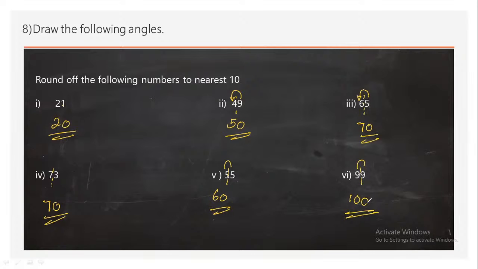So this is the way you have to round off the numbers. A small concept is there. When you are rounding off a number to the nearest 10, you have to look at the unit place number. You know that when we are writing a number like 55, this is the unit place and this is the 10's place. If it is equal to 5 or greater than 5, you have to add 1 to the 10's place number and make the unit place number 0. If it is less than 5, you have to make the unit place number 0 and keep the 10's place number the same.